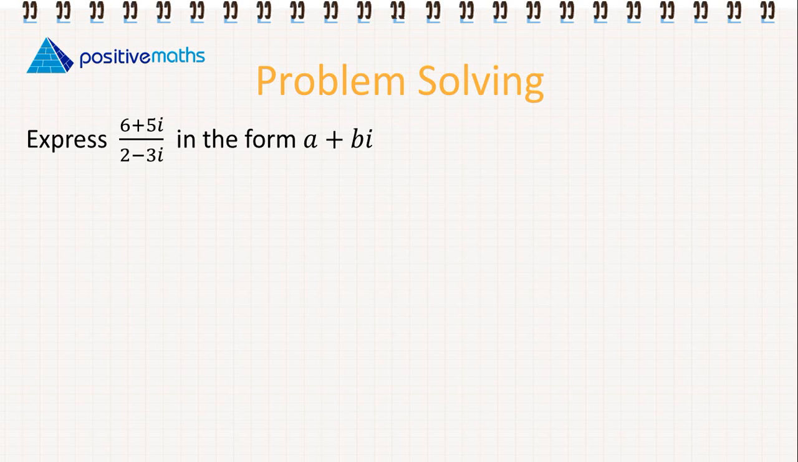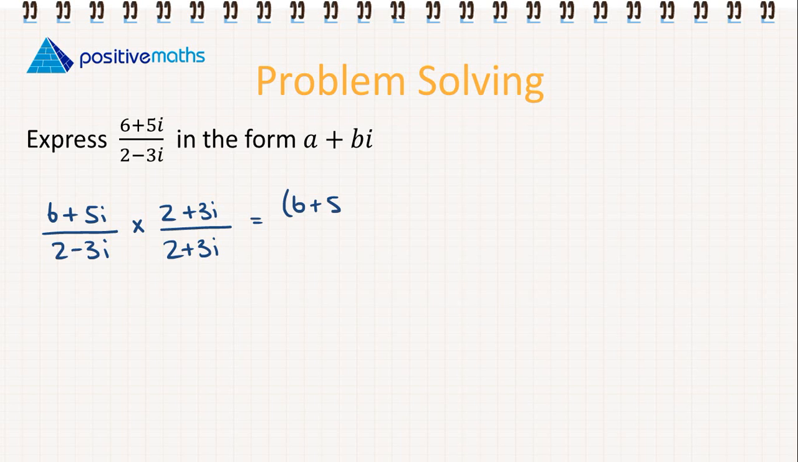We want to express 6 plus 5i over 2 minus 3i in the form a plus bi. So we have 6 plus 5i over 2 minus 3i. So we're going to multiply by the conjugate of the number on the bottom. So that's 2 plus 3i. And then we take it a line at a time. So we're going to have 6 plus 5i multiplied by 2 plus 3i on the top, and 2 minus 3i multiplied by 2 plus 3i on the bottom.